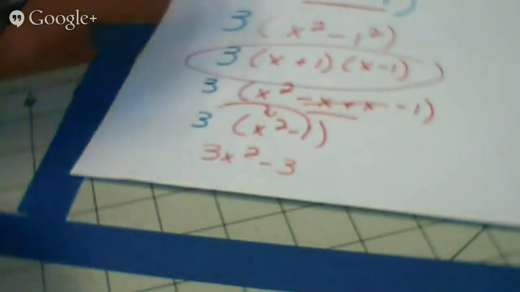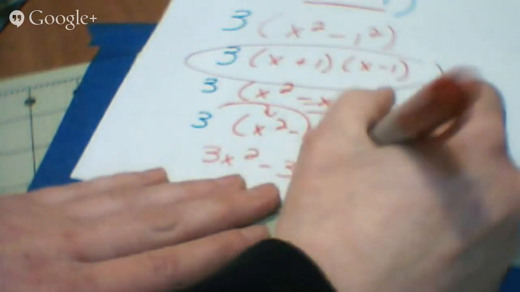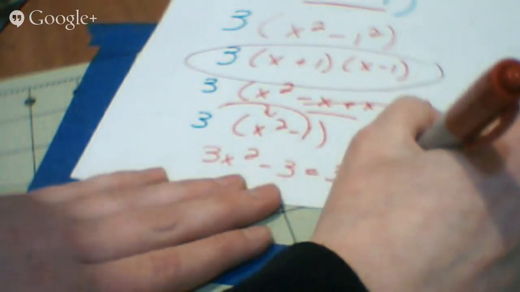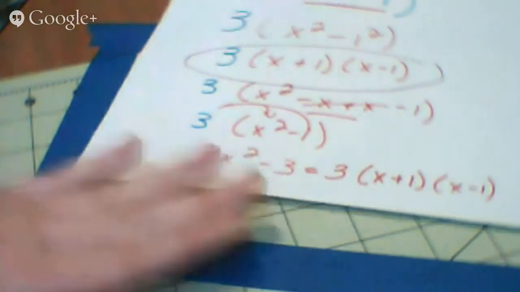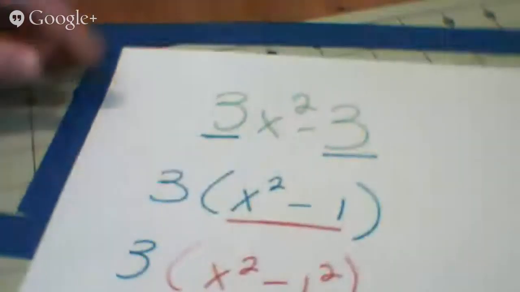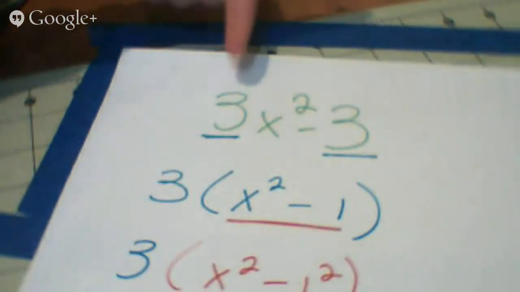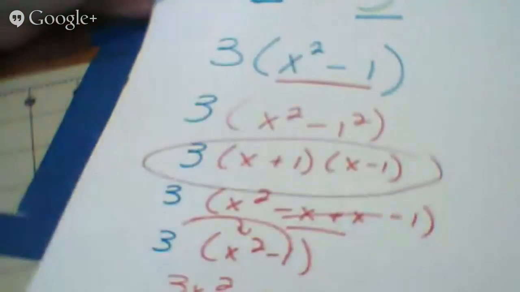So we can say that 3x squared minus 3 is equal to 3 times x plus 1 times x minus 1. So sometimes, if it's in the form of something like this, you have to look for the greatest common factor to pull out, and then you will be able to use the difference of squares on what's inside of here.